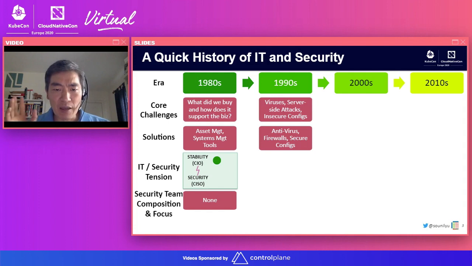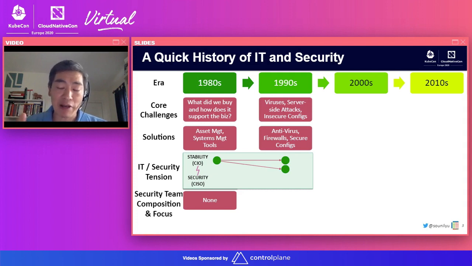Now, as we continue to go through, security gets stronger. The security team now exists, and because the security team is telling the other organization to turn off things and destabilize the environment, we start seeing tension between IT and security. And at this point, the security team is really just a hobby shop focused on vulnerability management.